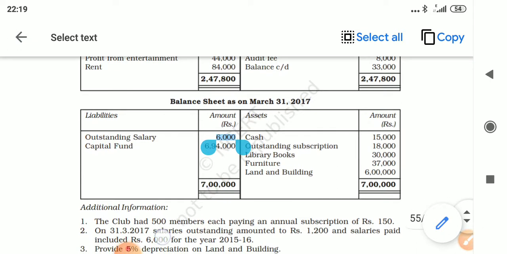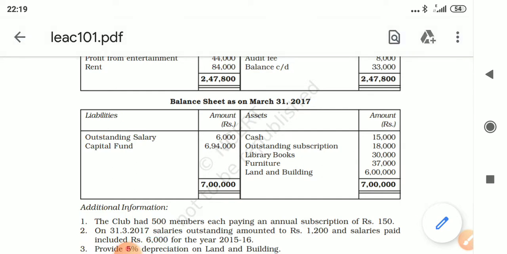So it gets balanced off. So nothing to this regard will be reflected in the current year's balance sheet. This will not appear in current year's balance sheet. Now capital fund, I will come to capital fund later.